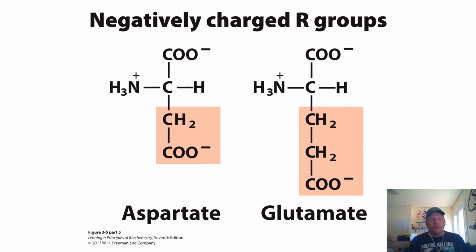I like these two residues because they are very similar to one another. If you know the structure of glutamate, then you know the structure of aspartate. These two residues at a physiological pH, their R groups are going to be negatively charged. Now, I'm not going to get too into it right now, but we can talk about overall charges.